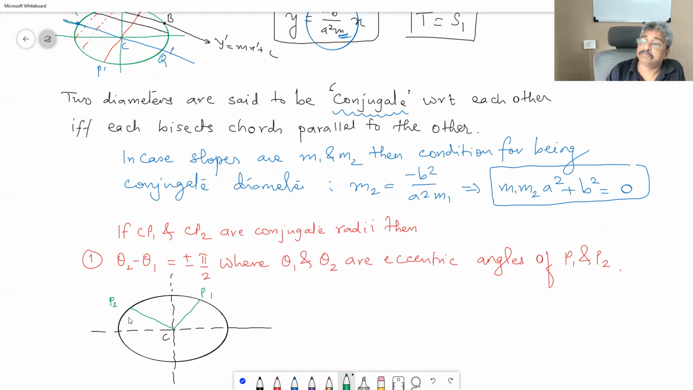Actual angle between them is pi by 2 only in a special case. If this is your P1 and this is your P2, then yes, their actual angle is also pi by 2 and their eccentric angle is also pi by 2. But if P1 and P2 are not on the x-axis or y-axis, then their eccentric angles are angles which we are not able to see, and the angle between them is definitely not 90 degrees. So prove that their eccentric angles differ by pi by 2.